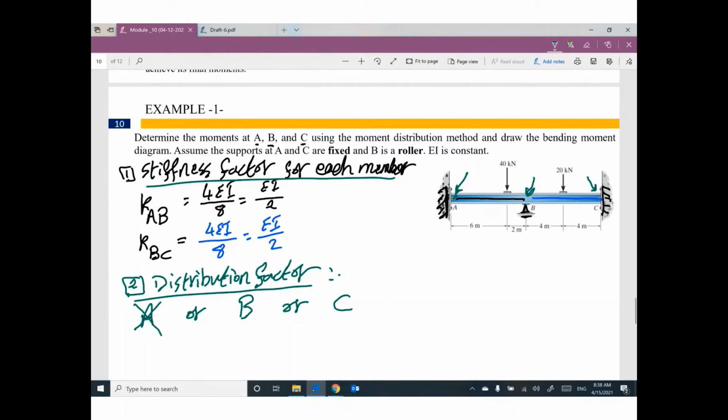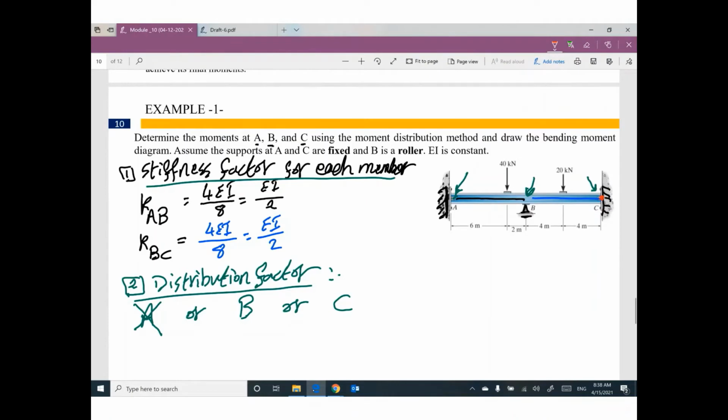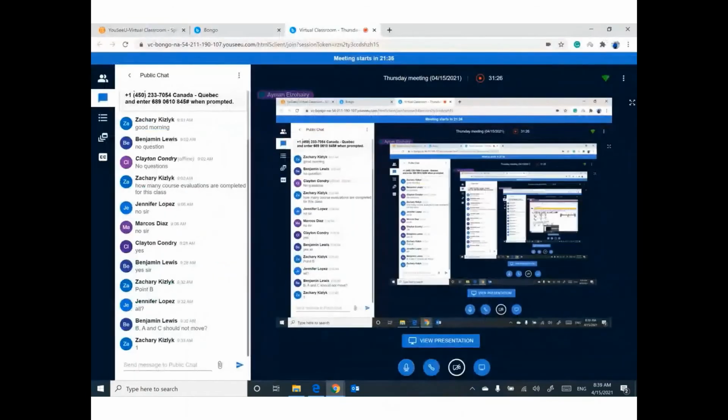We don't need distribution. At point C, how many members do you have connected at this point? We have only one member. We don't need distribution. But at point B, how many members do you have? I think we have BA and we have BC, so we have at least 2 members. We can do distribution. That makes sense?